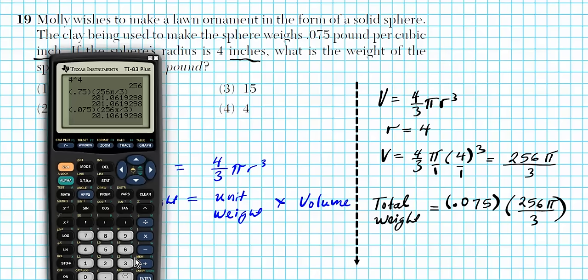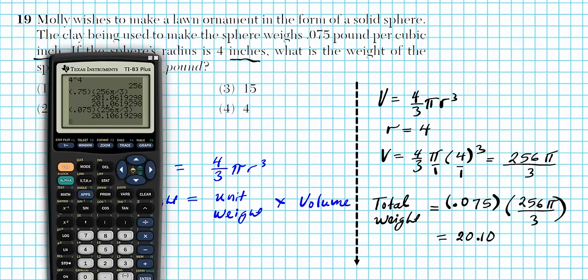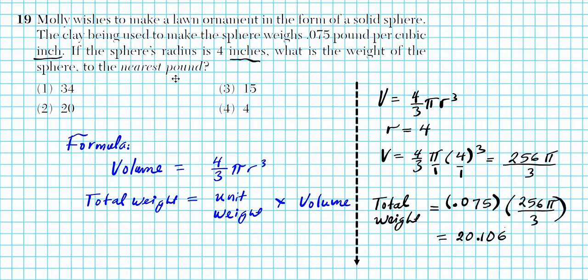So total weight is 20.106. All right, but in this problem, we are asked to round to the nearest pound. So rounding this to the nearest pound is 20, because the number behind the 0 is less than 5. So you round down. Answer is option number 2 for question 19.